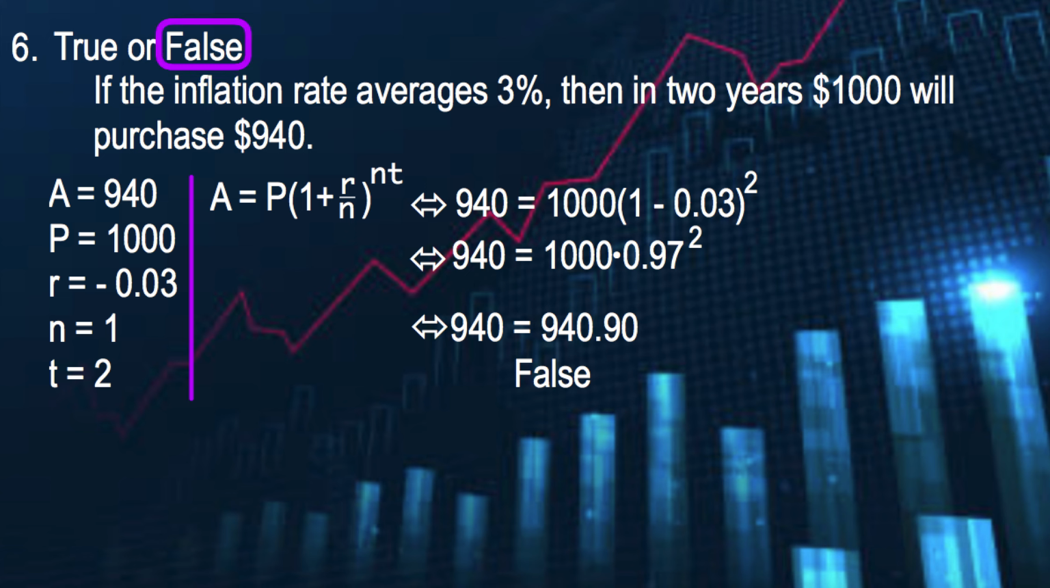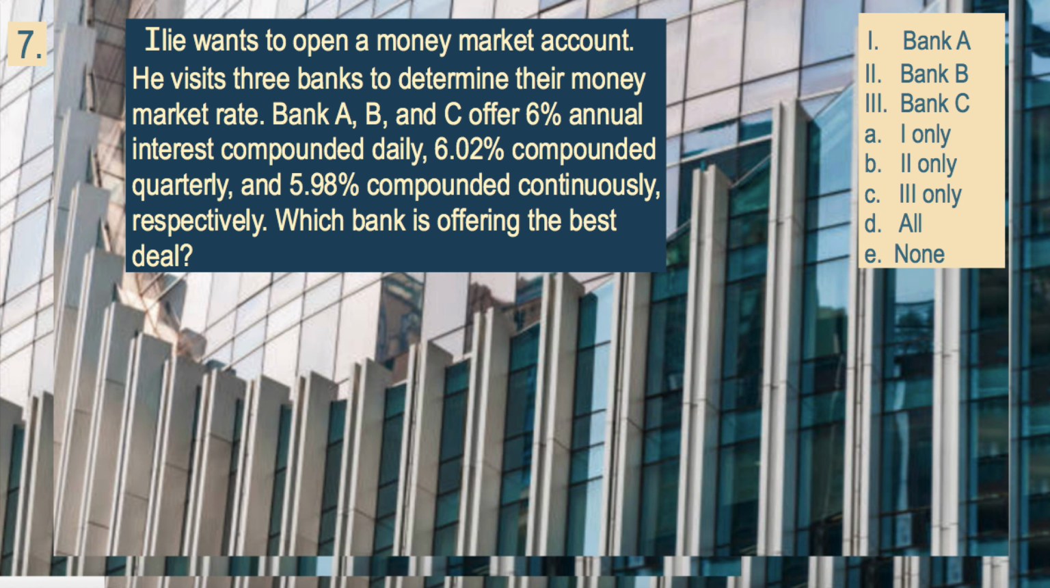Question 7. Elia wants to open a money market account. He visits 3 banks to determine their money market rate. Bank A, B, and C offer 6% annual interest compounded daily, 6.02% interest compounded quarterly, and 5.98% interest compounded continuously, respectively. Which bank here is offering the best deal? Bank A.